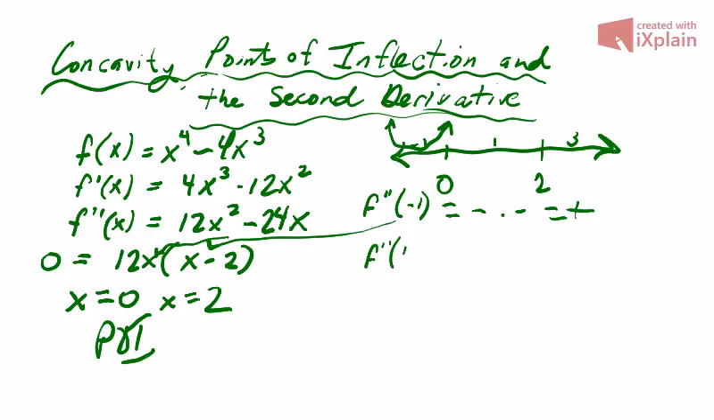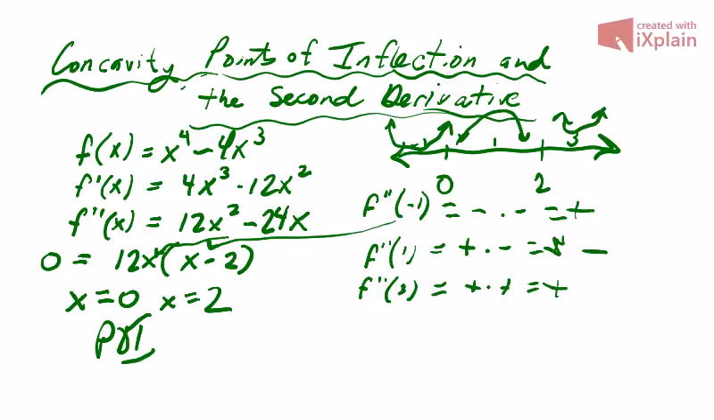F double prime of 1, when plugged into 12x, it's a positive. When plugged in x minus 2 is a negative, so we get a negative number, sorry for the mistake, and it curves down. F double prime of 3, that's going to be a positive times a positive, which is positive, so it curves up. So we have points of inflection at 0, 0.